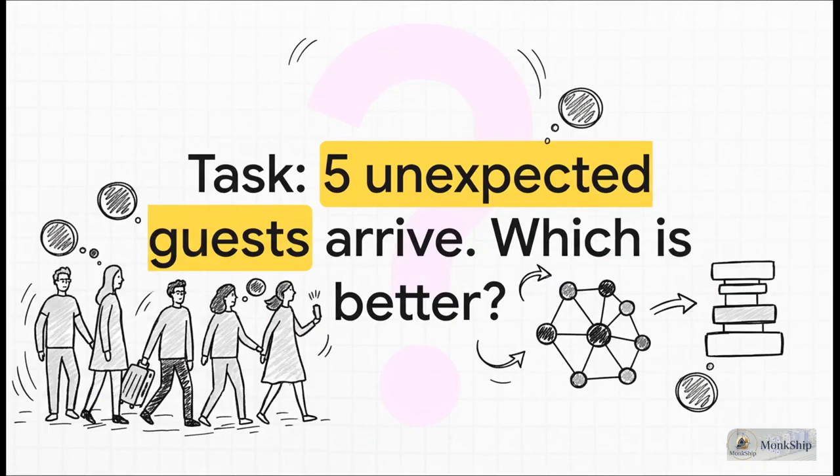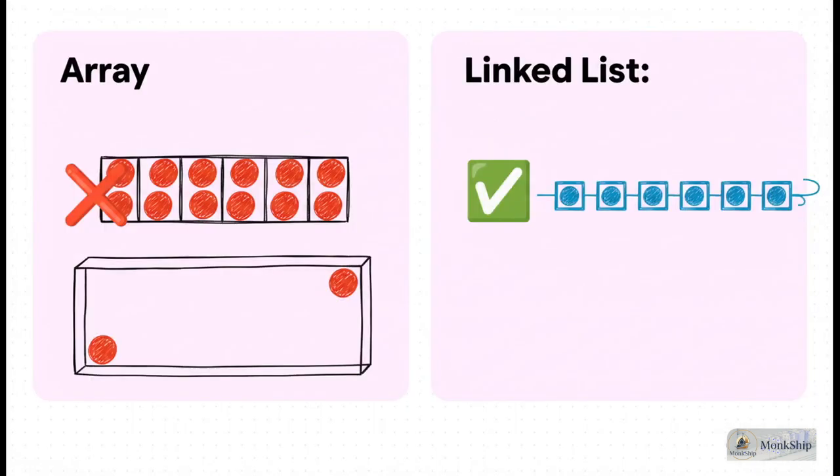Aha, but wait, there's a plot twist. 5 more guests just showed up at your door uninvited. Now you need to add them to your list. Which system is going to handle this curveball better? And just like that, the tables have completely turned. With the long box, our array, this could be a disaster. What if it's already full? You might have to find a whole new, bigger box and then painstakingly move every single one of the existing guest balls over. Ugh. But with our chained boxes, the linked list, it's a piece of cake. You just grab 5 new boxes, write the names, and tie them onto the end of the chain.